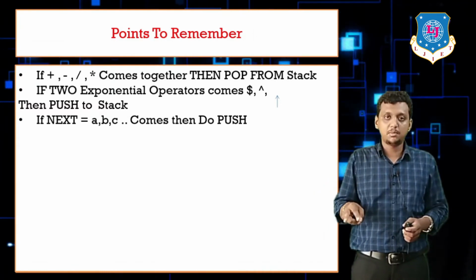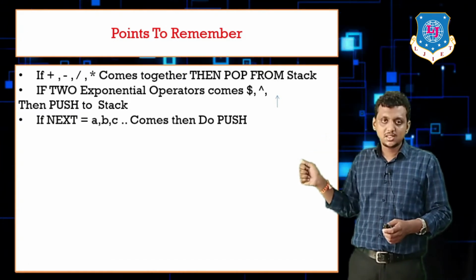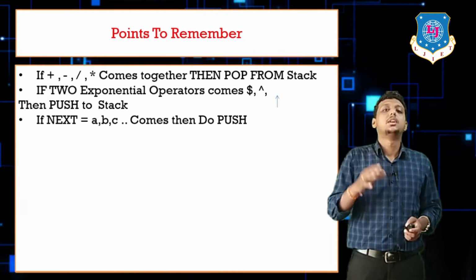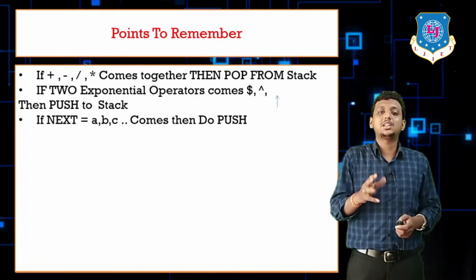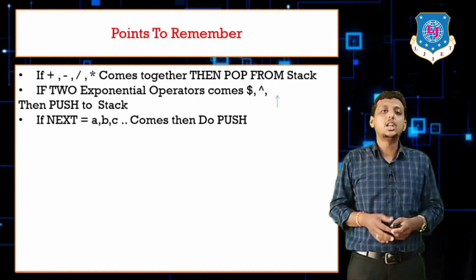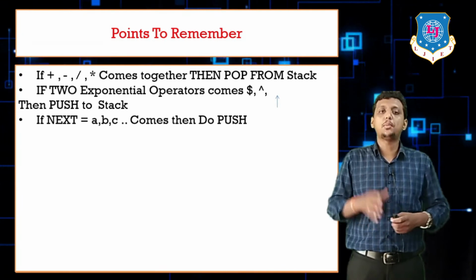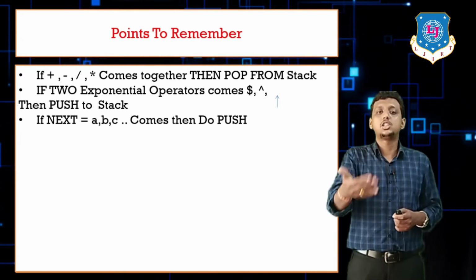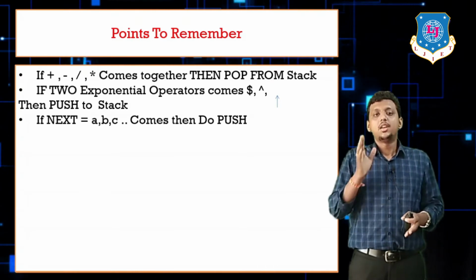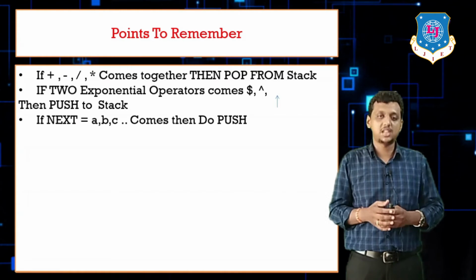Check out the precedence table. The precedence of plus outside the stack is 1, inside the stack is 2. The precedence of division and star outside the stack is 3, inside the stack is 4. So what is our rule? If f of next is less than g of s of top, then you need to pop, else just push. So obviously nothing changes here. Whenever you find plus and minus together, you need to pop from the stack.